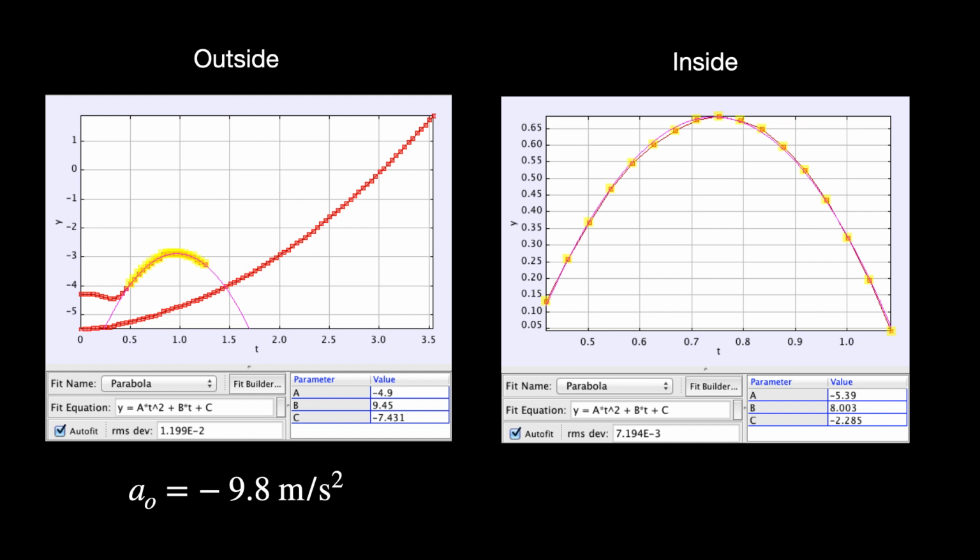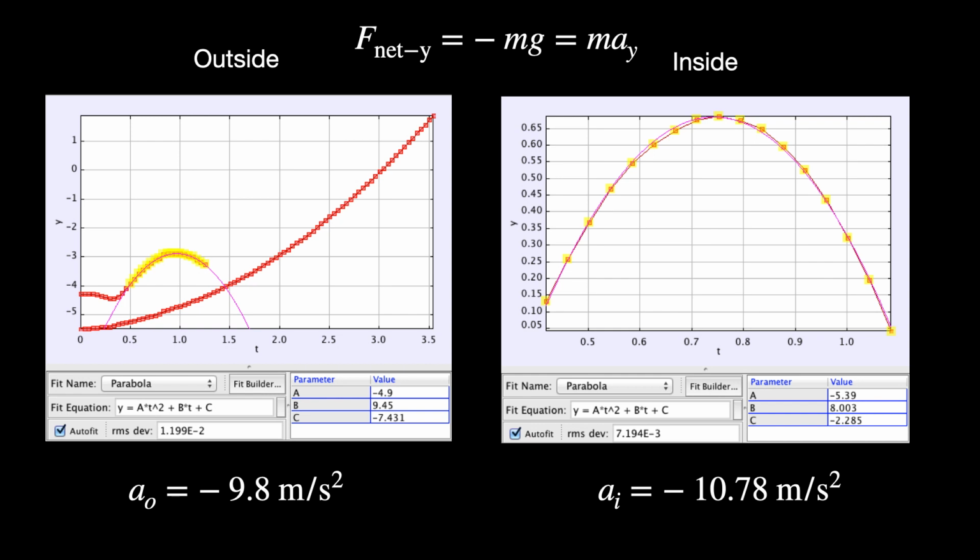Now, what if I'm inside the elevator? Here's a video from inside the elevator. Again, I fit a quadratic equation to the motion of the ball, but you'll see the A term is negative 5.39. So that gives an acceleration from inside the elevator of negative 10.78. So these accelerations do not agree.